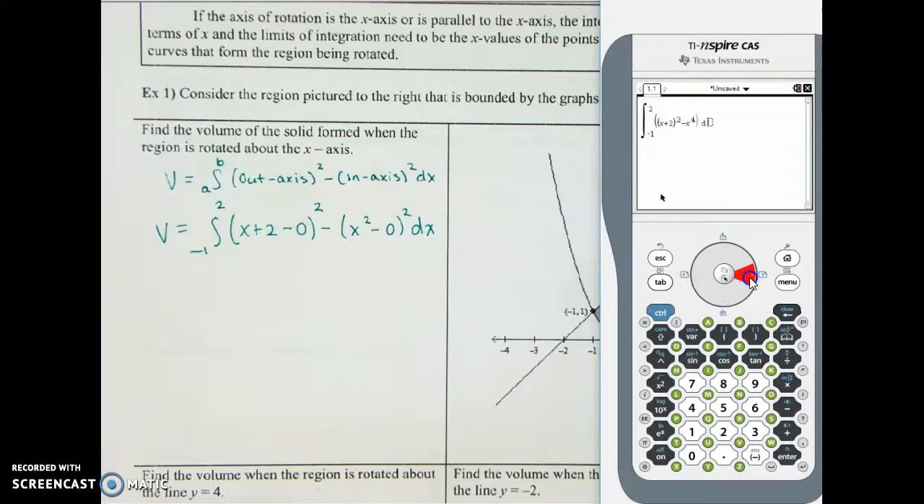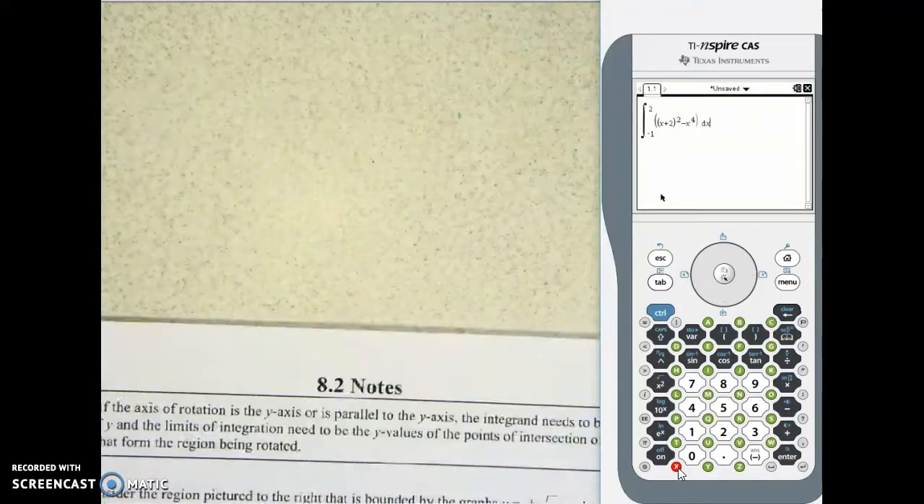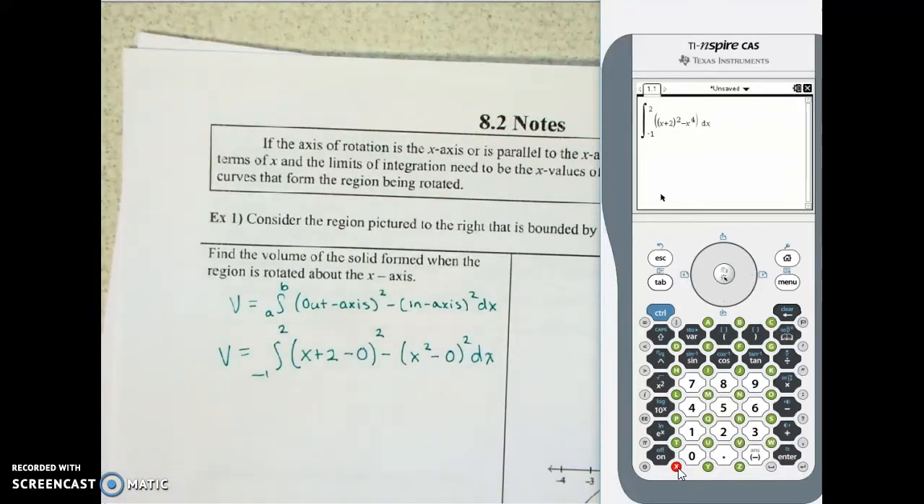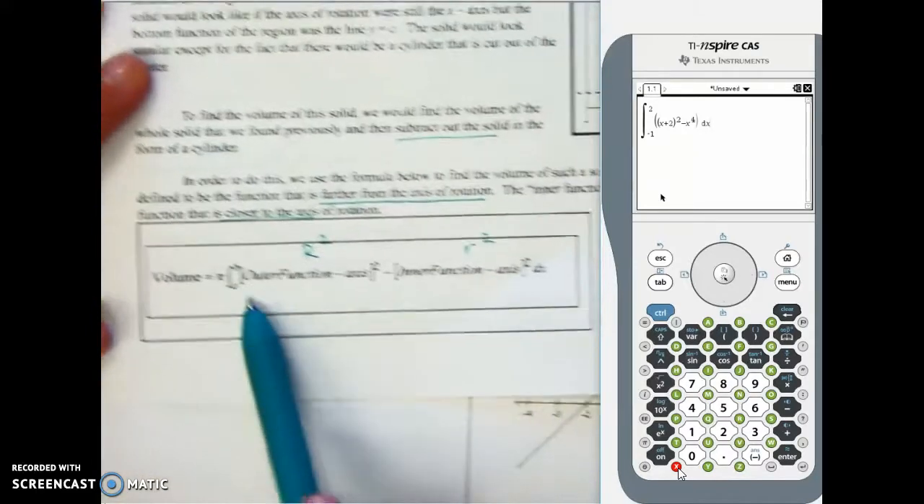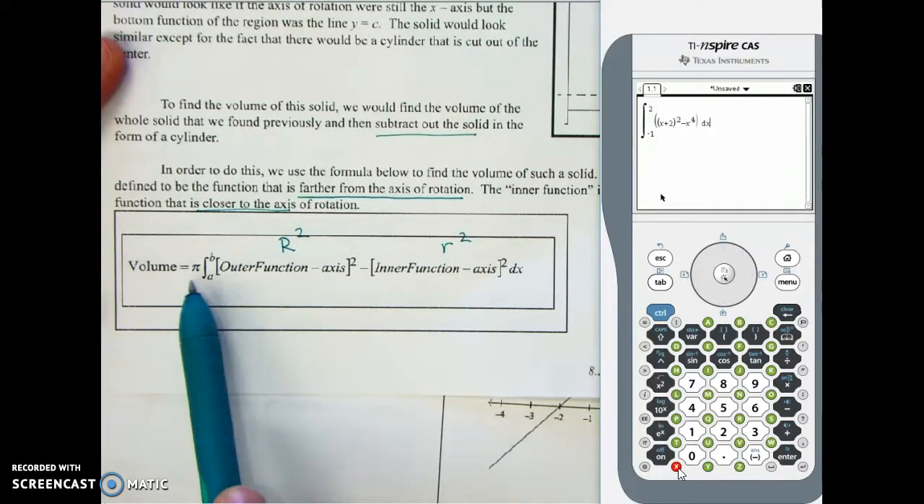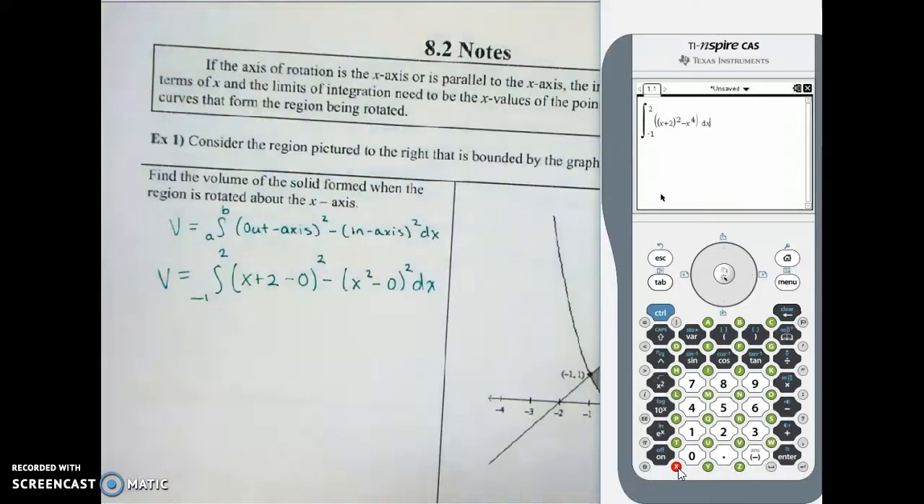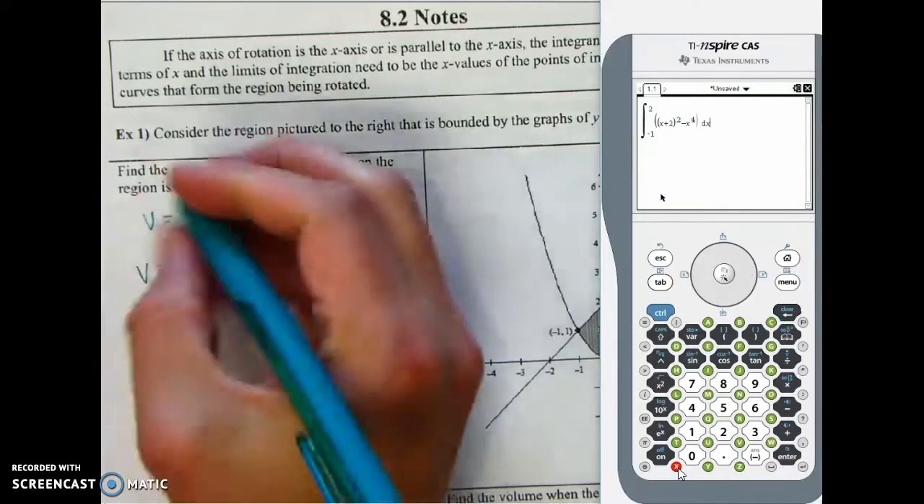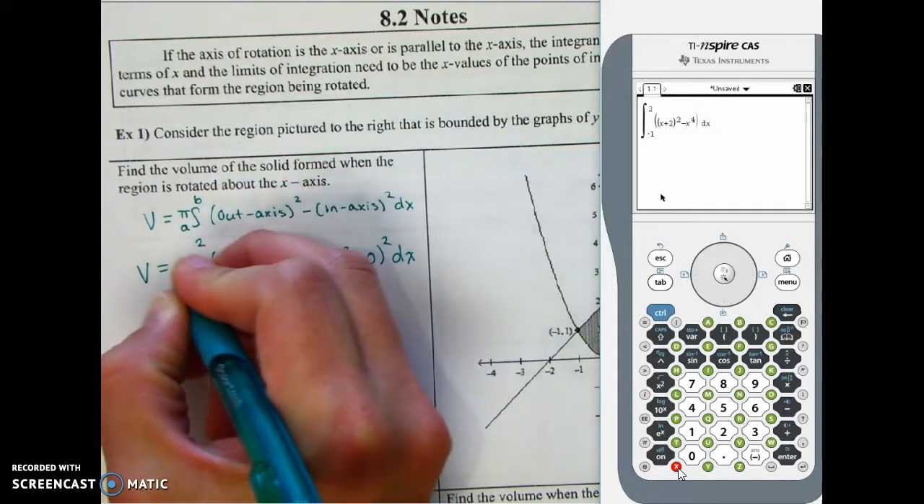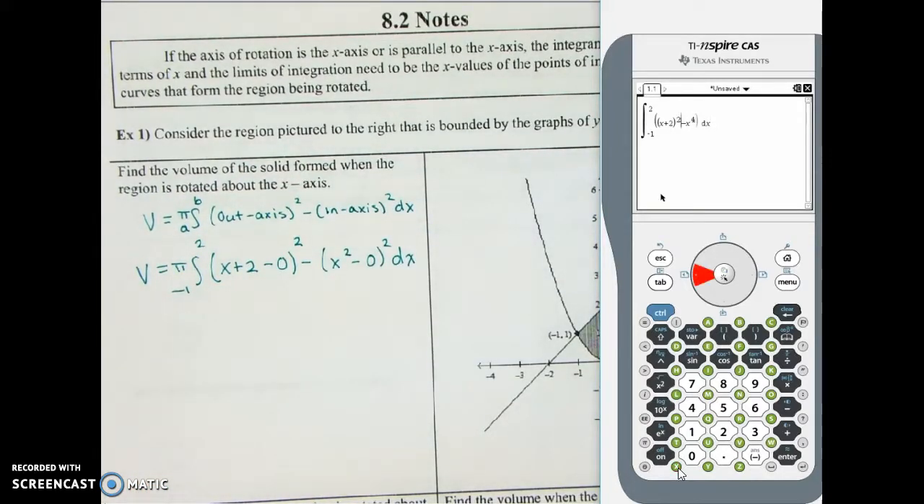Okay, guess what? We forgot something, and this is what happens to students all the time. Let's check our actual formula. We're missing something so important. Ready? What are we missing? What needs to be in front? Pi. So go back to my formula and let's put pi, and go back to the calculator and put pi, and I'm going to put it all the way in front.